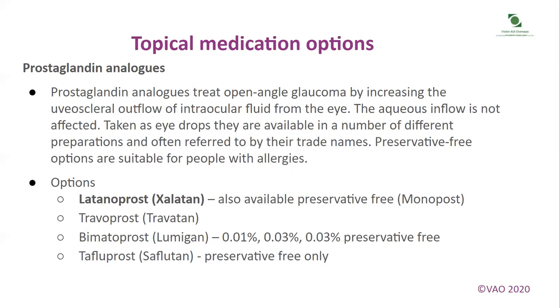Options include latanoprost, often called Xalatan, which is also available preservative-free as Monopost. Travoprost, known as Travatan. Bimatoprost, Lumigan, in different strengths, and Tafloprost, which is only preservative-free.